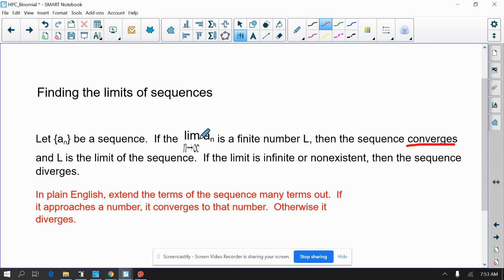So this sequence, if it approaches a number, then it converges, and we say it converges to that number. So a real number, a number that's on the real number line. A lot of sequences don't converge, so we say that they diverge. So when n gets really, really large, like the 100th term, the 200th term, etc., is the limit approaching a non-real number? Like, is it approaching infinity or negative infinity? If that's the case, then it diverges.